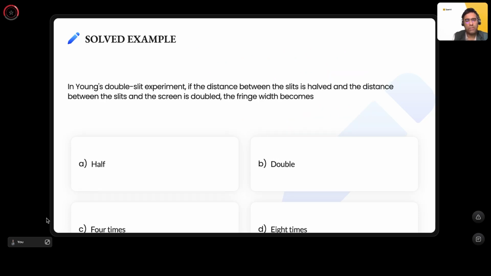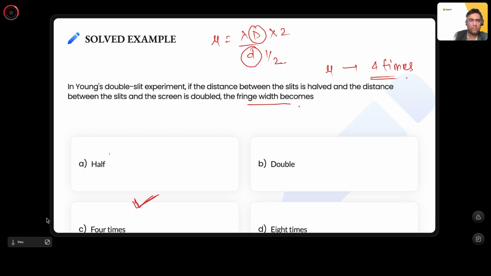In Young's double slit experiment, if the distance between the two slits is halved and the distance between the slits and the screen is doubled, the fringe width becomes. So fringe width कितना होगा, lambda capital D upon small d. This is my expression for fringe width. Now the distance between the slits is halved. So this is halved, and the distance between the slit and screen is doubled. So this is doubled. So it will be 4 times. This will be my answer. All right. Next question.